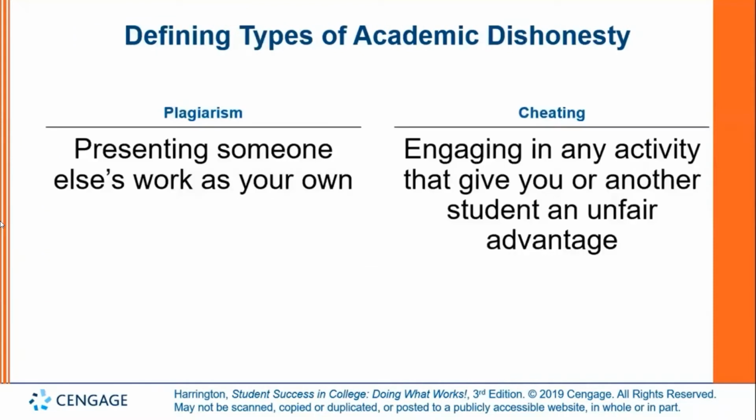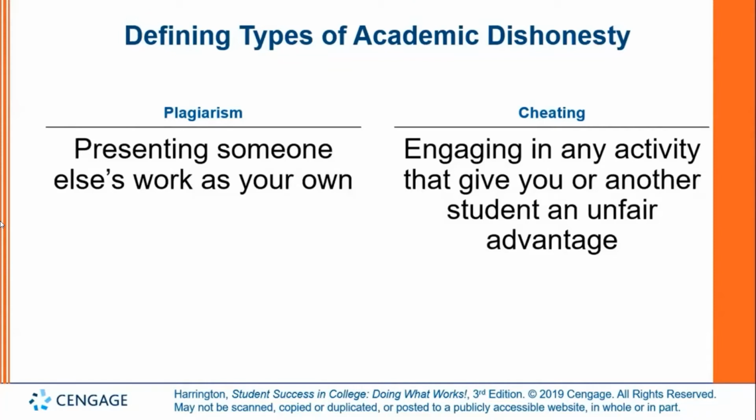All right, and we also want to look at cheating. What is cheating? Cheating is engaging in any activity that gives you or another student an unfair advantage. That means an advantage that the other students in the class might not have. So what are some examples of cheating? Well, using unapproved materials or resources when completing an assignment or exam would be an example of cheating.